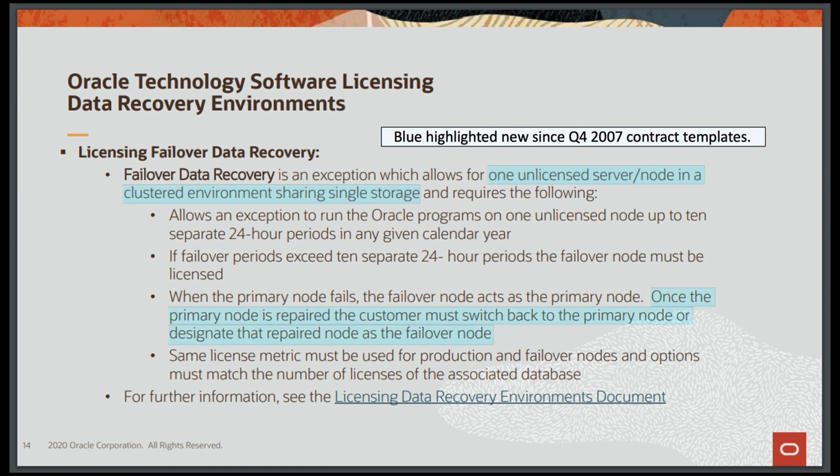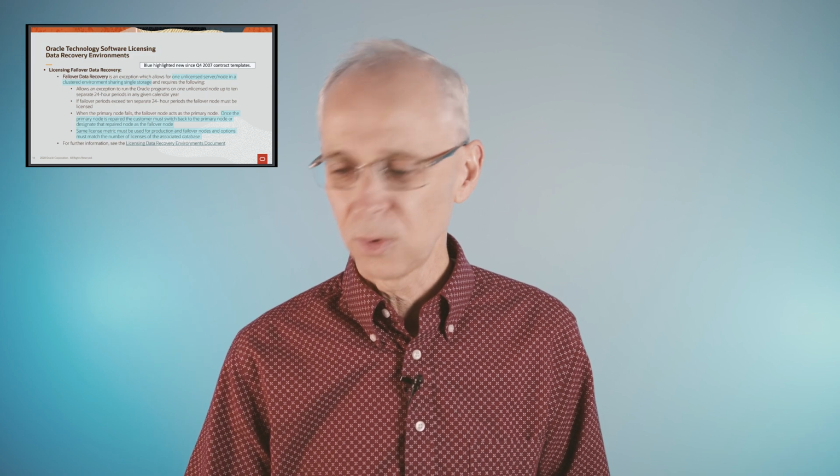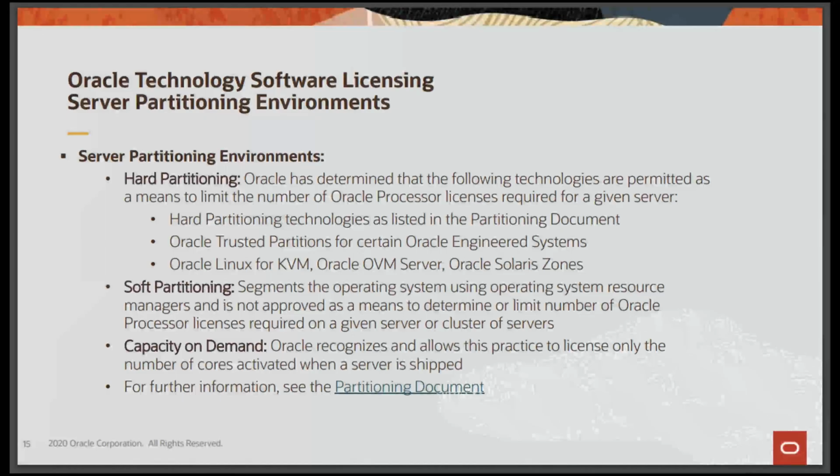Here's another restriction in the same time frame. Once the primary node is repaired, you have to fail back to it. And this is interesting. The same license metric must be used for production and failover nodes, and the options must match. Again, a new restriction that did not exist prior to Q4 2007.